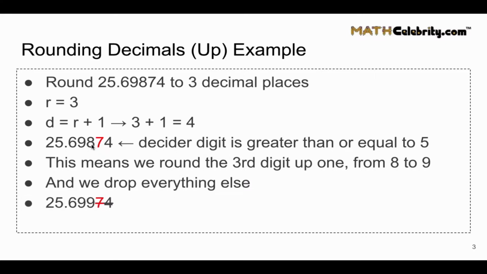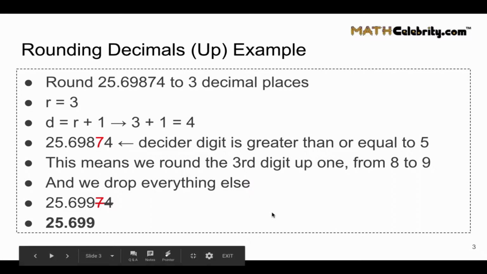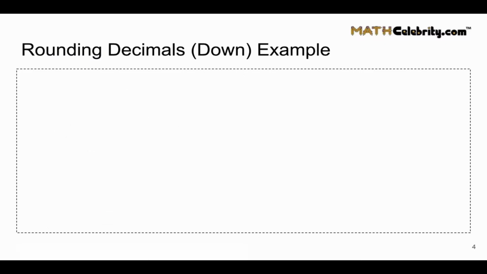So 25.69874, we'll round 8 up 1 to 9, we chop everything else. Here is our final rounded number. So round 25.69874 to 3 decimal places, and we get 25.699. Let's walk through another example, but this time we're going to round down.